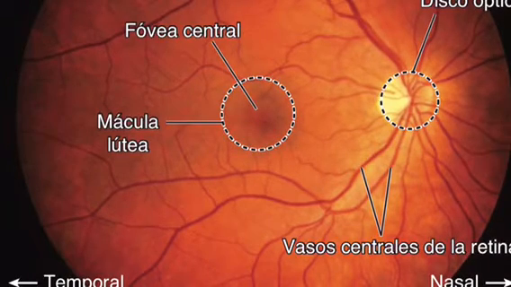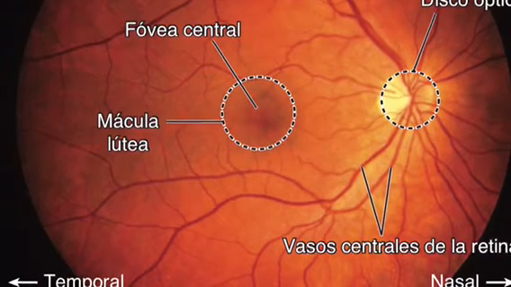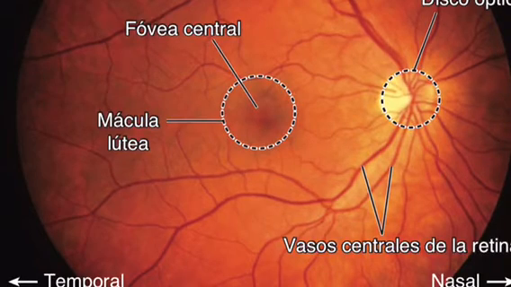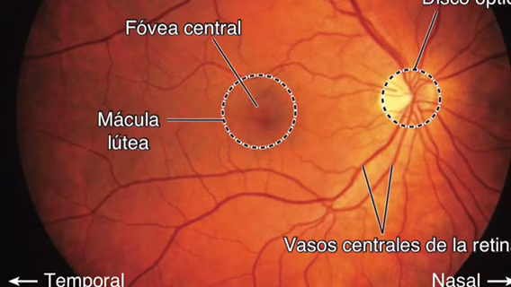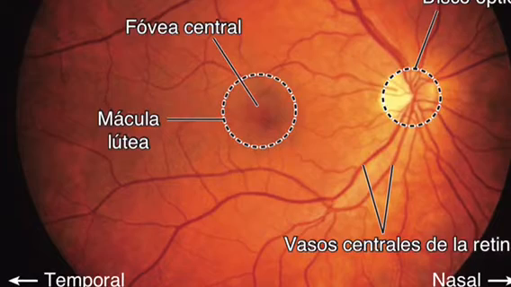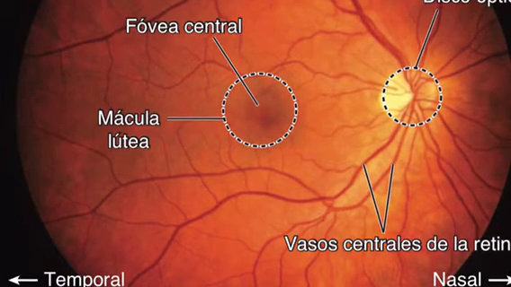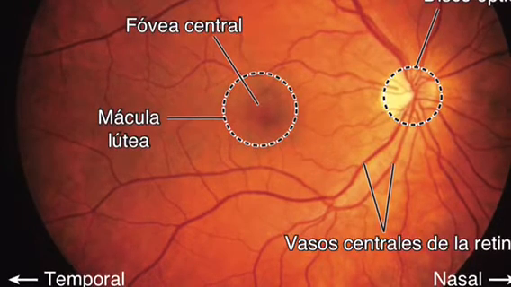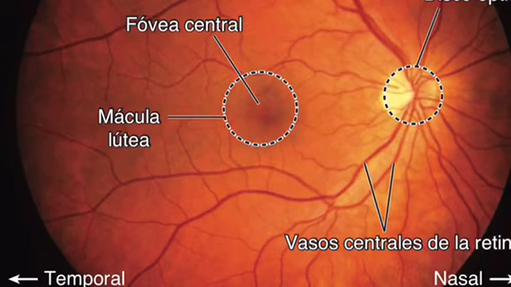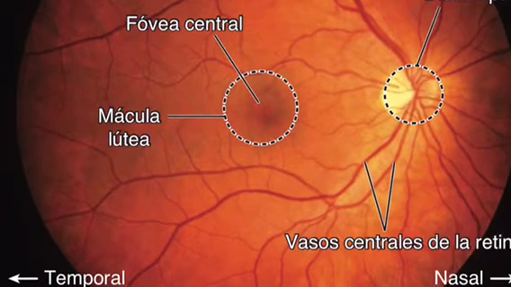The slightly oval shaped, blood vessel free and pigmented area represents the macula lutea. The fovea centralis, a shallow depression in the center of the macula lutea, is also visible.